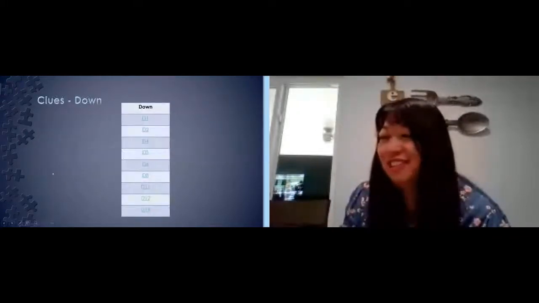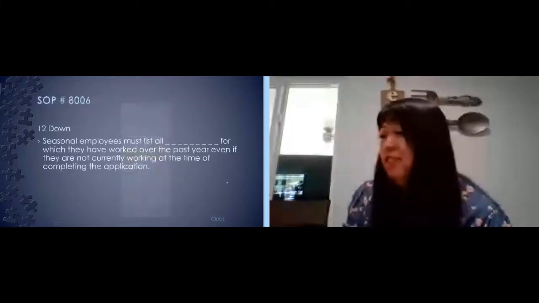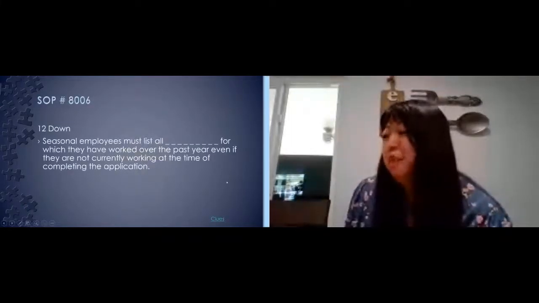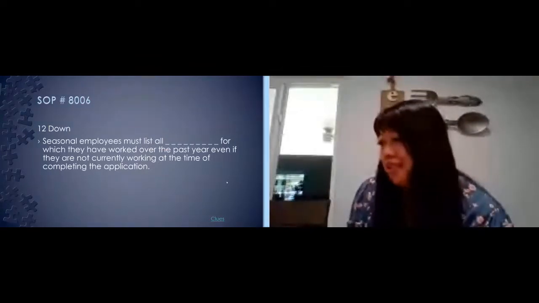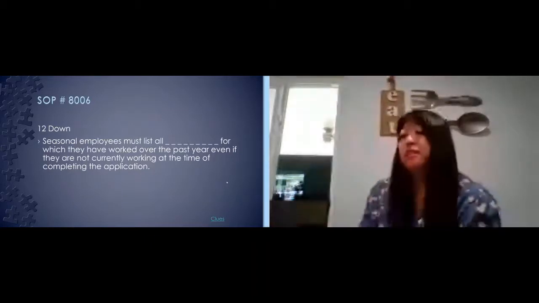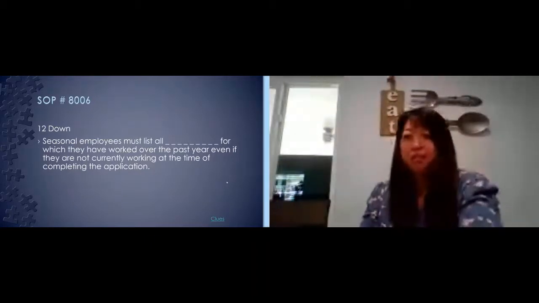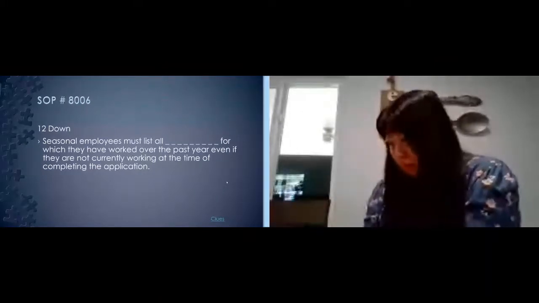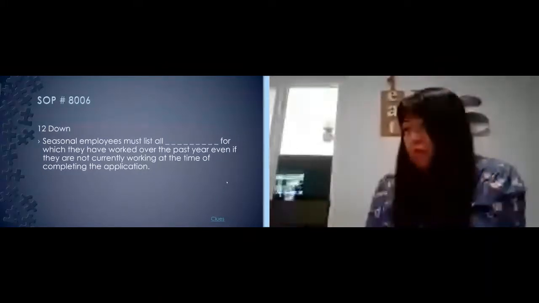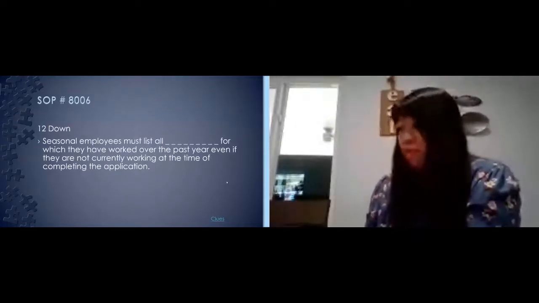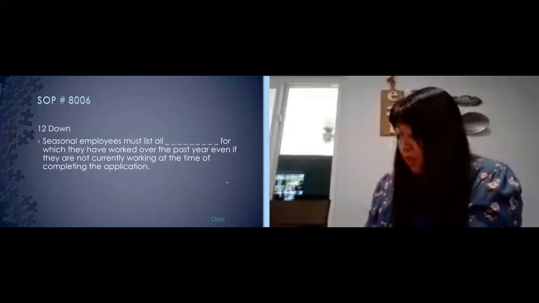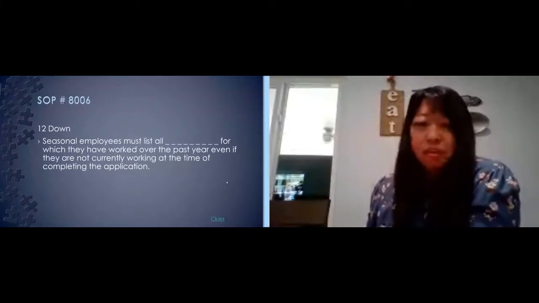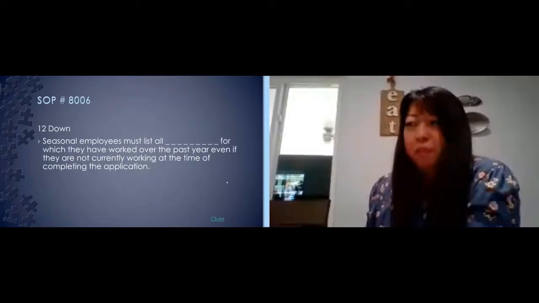Okay, moving to D12, 12 down. Seasonal employees must list all what for which they have worked over the past year, even if they are not currently working at the time of completing the application. If you need some help with this one, go to 8006, SOP number. So this happens quite a bit in our farm labor communities. So think of the RD properties.